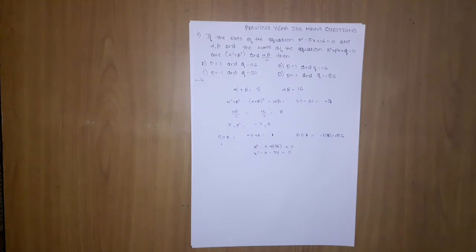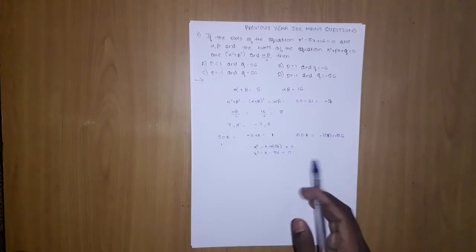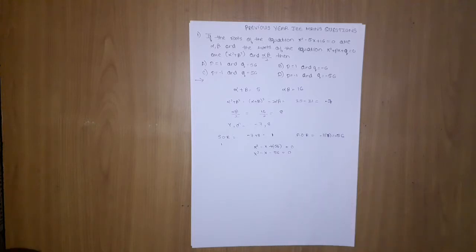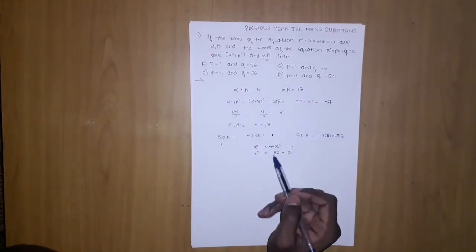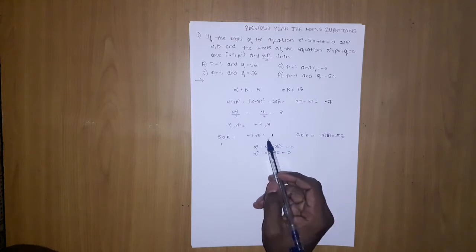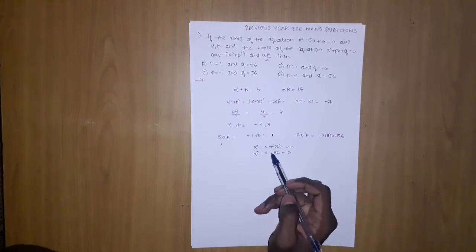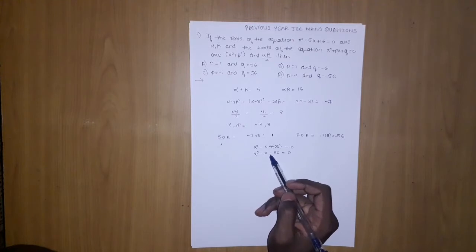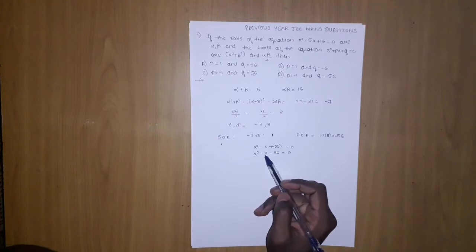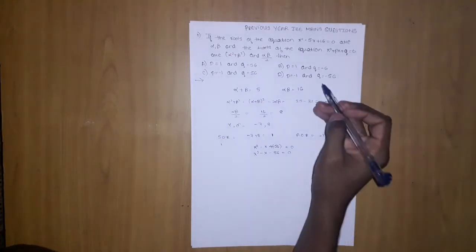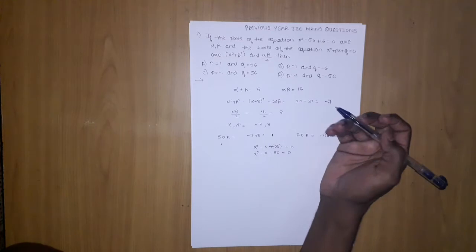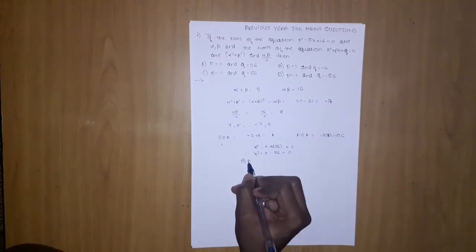Now is there any option for p equals 1? We just wanted to find the values, we don't need to find anything extra. So we are done here. By comparing only, we get p equals minus 1 and q equals minus 56. So D is the answer. Okay guys, D is the answer.